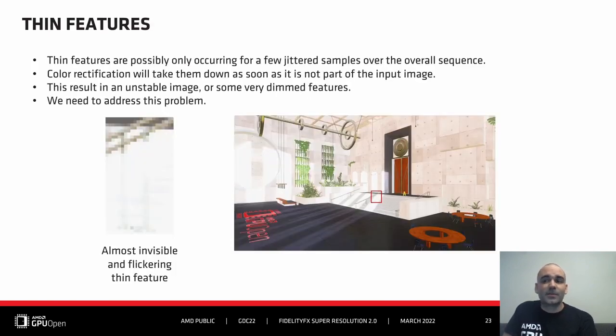Another item that requires attention in temporal solutions is thin feature stability. Those features are triggered only a few times during the jitter sequence. Color rectification will take that feature down as soon as a new sample is coming in and this thin feature is not part of the input signal. That will usually result in an unstable image or very dimmed features. For instance, pictorial highlights are very sensitive to that kind of issue. What you see on the left image is the zoomed in region of the right image, and you can see that the legs of the staircase handle are barely visible. So how do we deal with that in FSR?